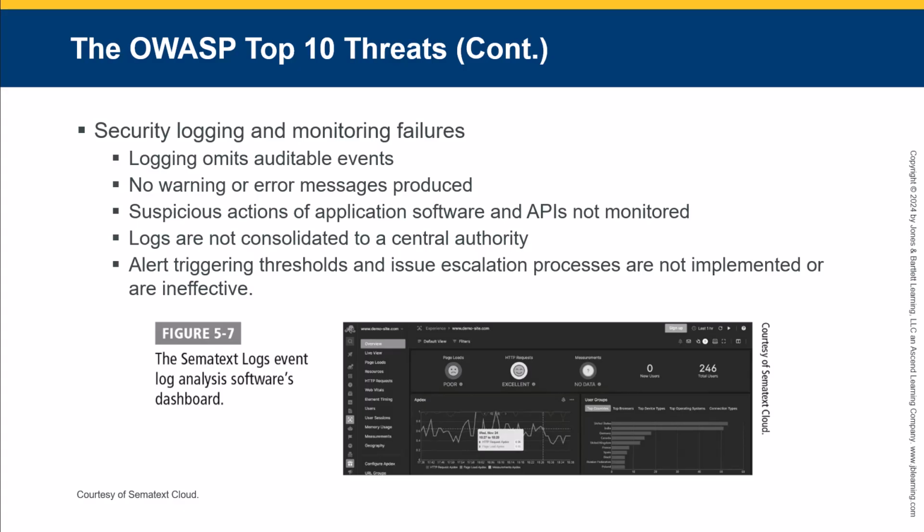Security logging and monitoring failures. Basically, logging omits auditable events, no warnings or error messages are produced. Again, you have to check, verify, and test some of this. Suspicious actions of application software and APIs are not monitored, i.e. not set up correctly. Logs are not consolidated to a centralized authority. There's no SIEM, there's no alert triggering, there's nothing to show an attack or escalation. That means things aren't implemented or verifying correctly.